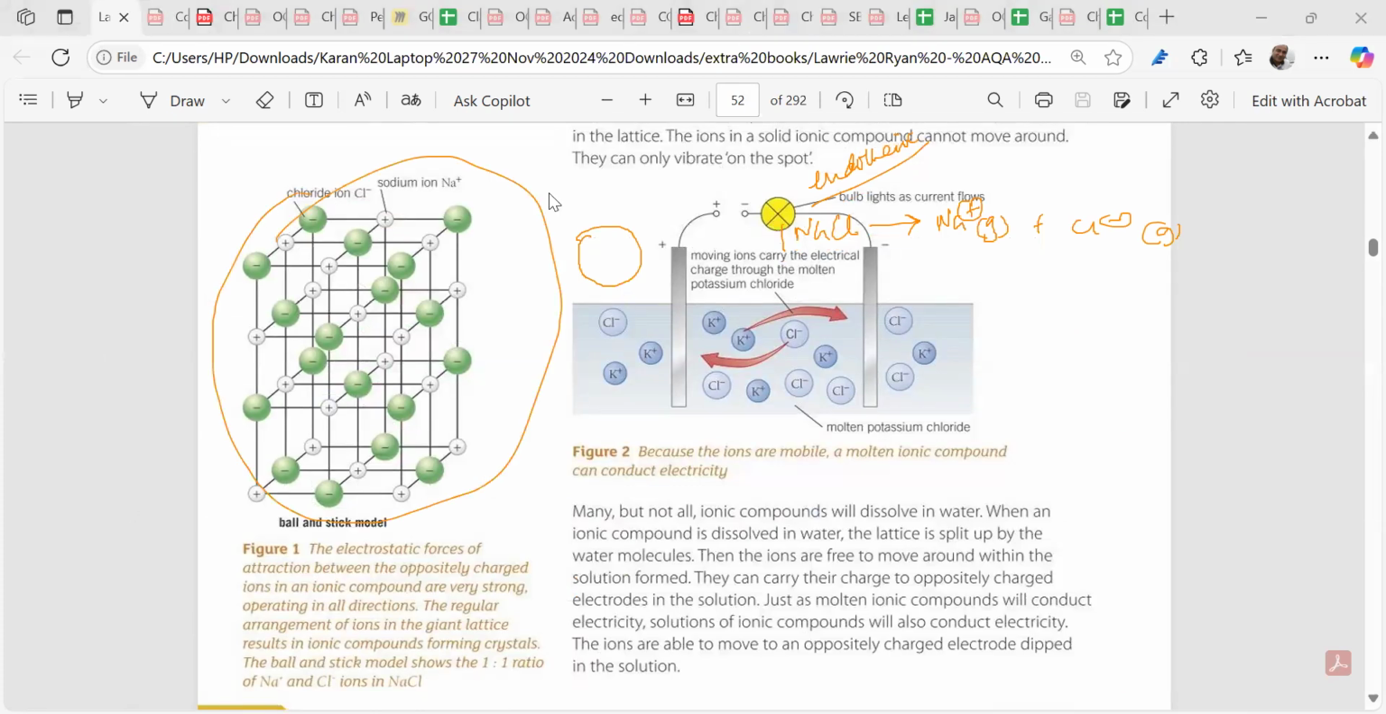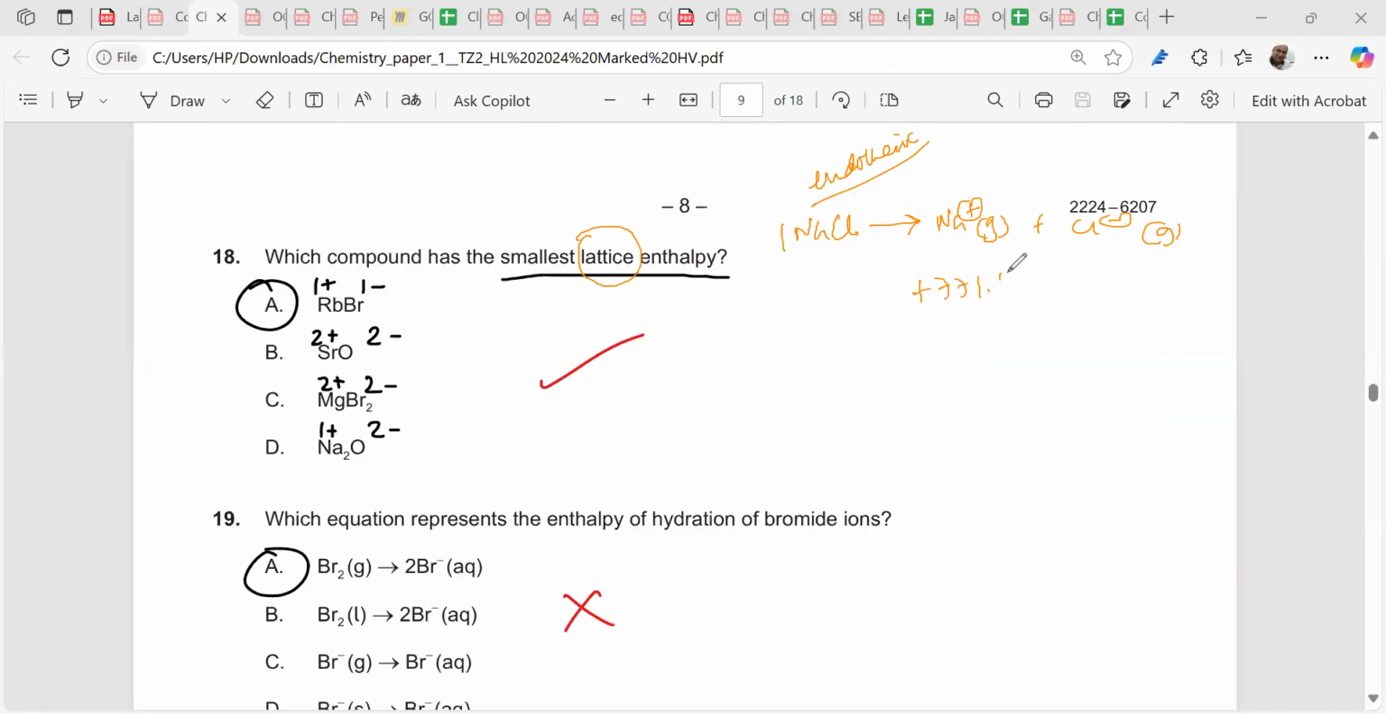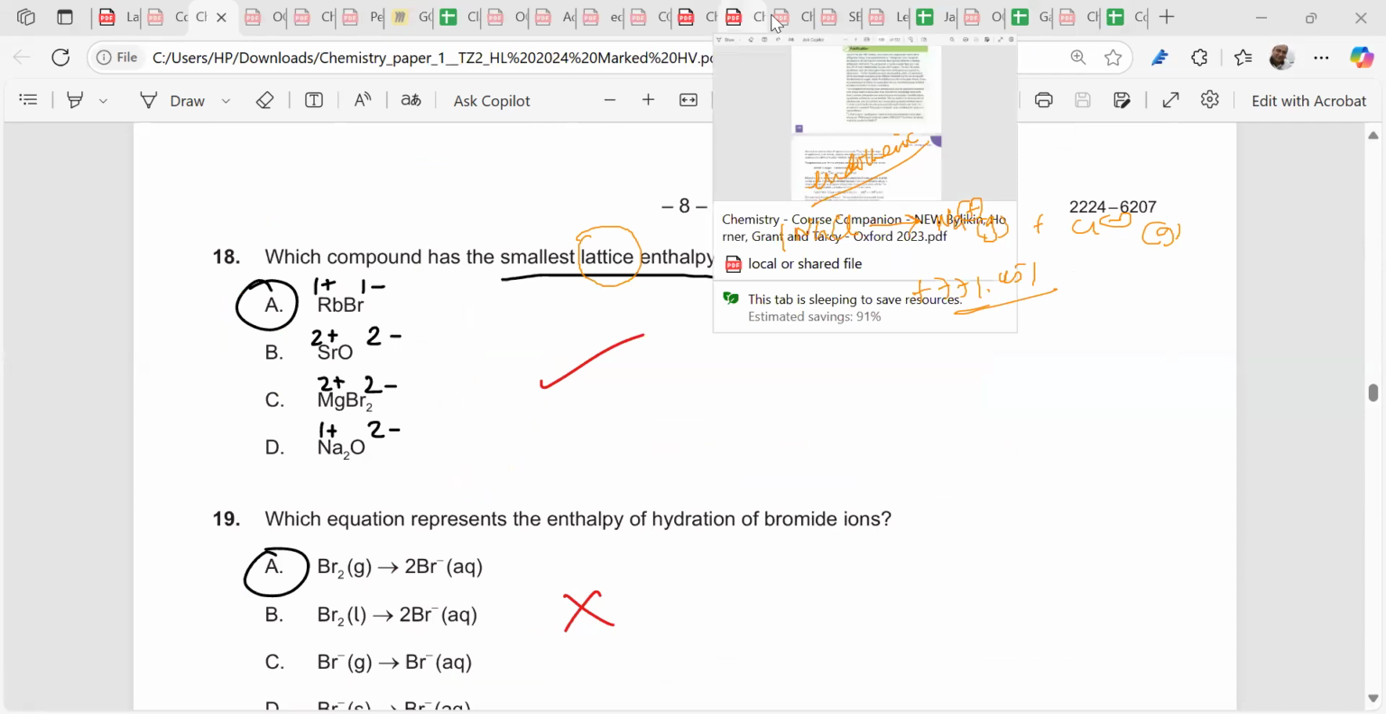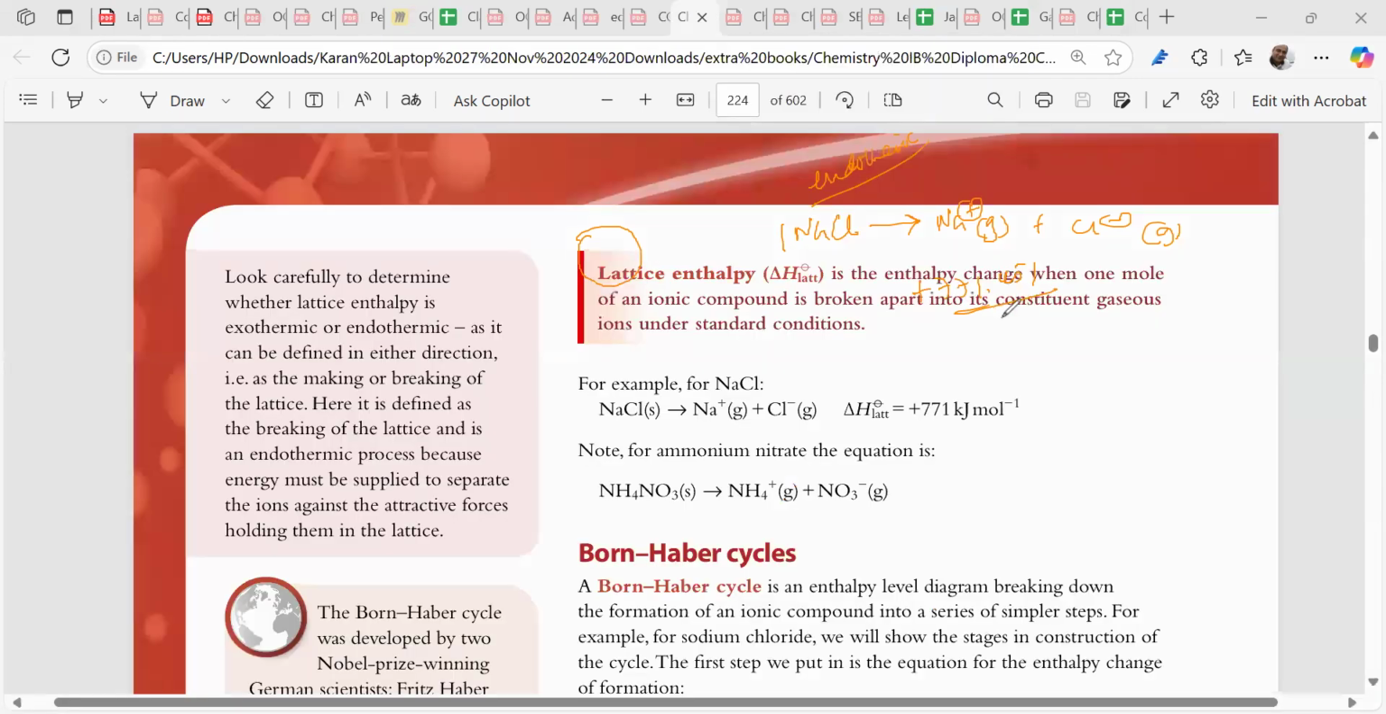Fine. So the lattice enthalpy of any ionic compound is very huge. Sodium chloride is approximately plus 771 kilojoules per mole. Huge, isn't it? Now, lattice enthalpy is the enthalpy change when one mole of the ionic compound is broken down into gaseous ions. The gaseous ions are very important.